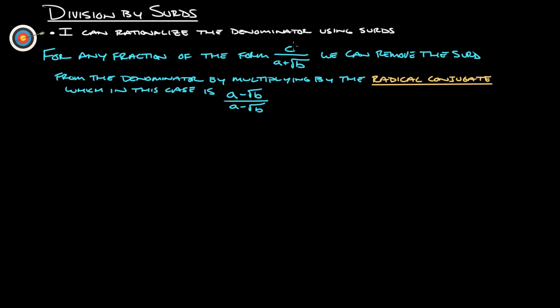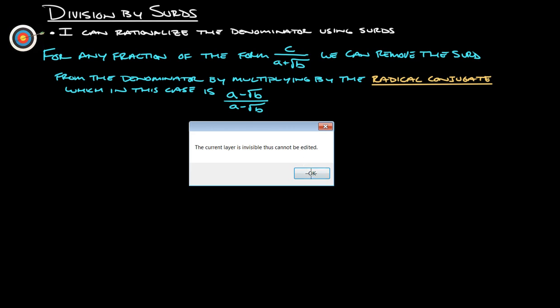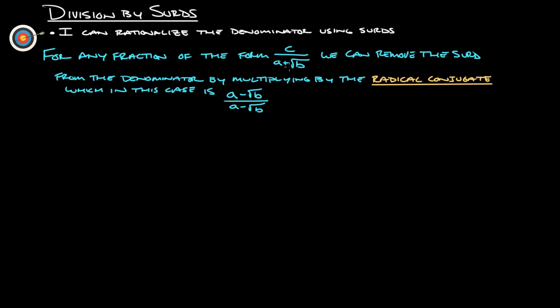For any fraction of the form c over a plus root b, we can remove the surd from the denominator by multiplying by the radical conjugate, which in this case is a minus root b over a minus root b. Basically, you find the radical in the denominator, and if there are two terms down there, you switch the sign in front of the root. Let's try one of those right after we take a look at a little comedy clip.